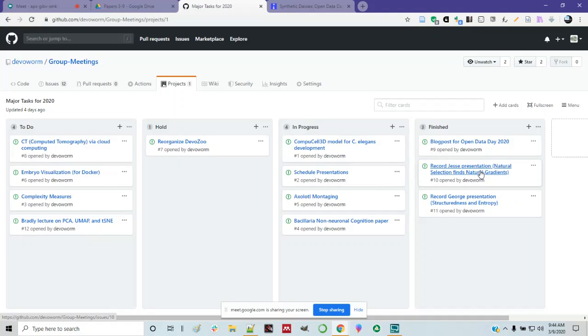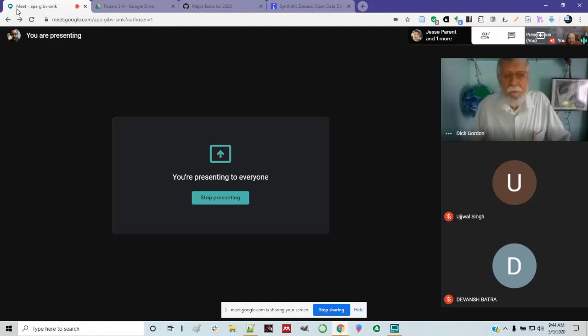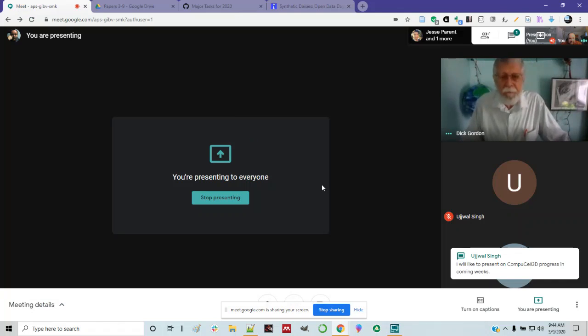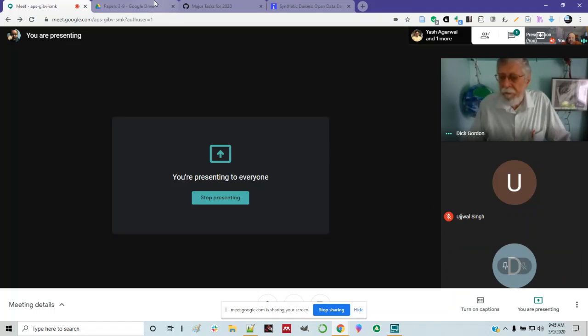Jesse presented on his natural selection finds natural gradients and did a blog post for Open Data Day, some of the points from which may need to be transported into this board. I haven't done that yet. I'll probably do that after the meeting. So in progress, we have the CompuCell3D model for C. elegans development. I think that was something that Ujjwal said he was interested in, so we'll present on that in the coming weeks. Why don't I make a note here?